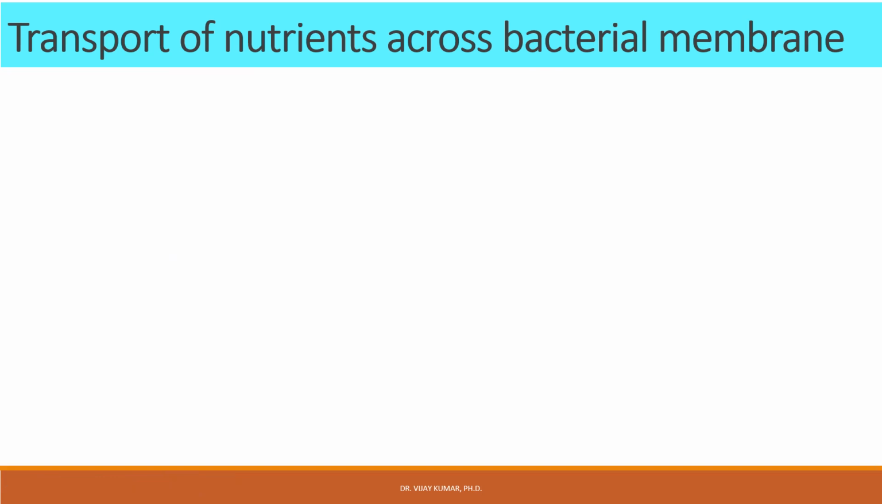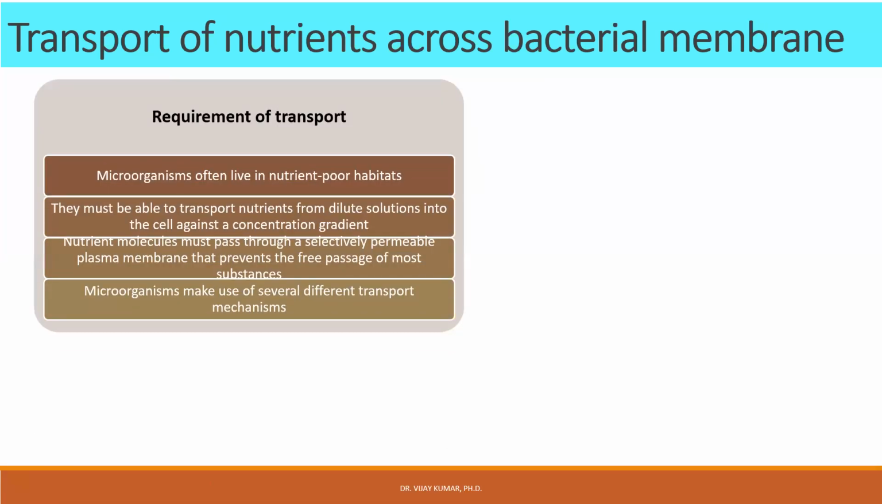They have a defined mechanism, and they are not equipped with only one. They are equipped with multiple such mechanisms. Okay, so let us discuss this. First of all, why is transport required? As I told, when the microorganisms are growing in poor nutrition habitats, they must be capable of uptaking nutrients from the diluted solution into the cells against the concentration gradient, because if they are not growing in a favorable condition, they must take up those nutrients for their growth and development.